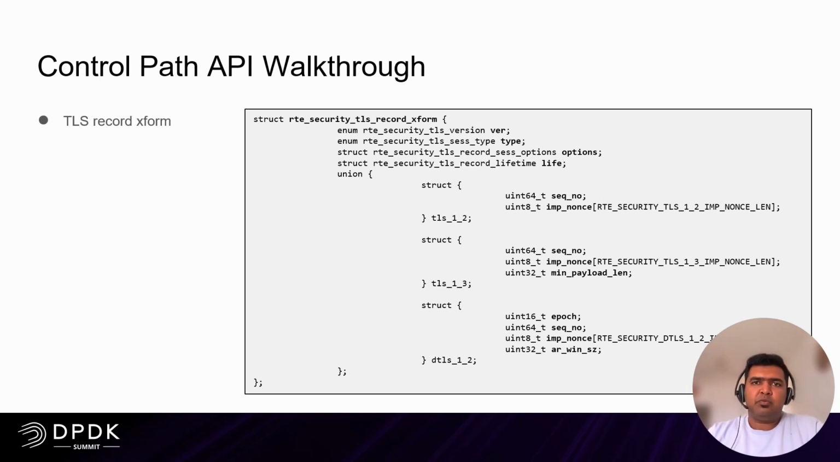This is the transform which configures an RTE security session as a TLS record session. Currently, it supports TLS 1.2, TLS 1.3, and DTLS 1.2. As we can see, there are fields that are very specific to DTLS 1.2, things like anti-replay window size, epoch, etc. And there is common configuration, things like lifetime, which is applicable for all the TLS protocols. So all that is captured in this transform.